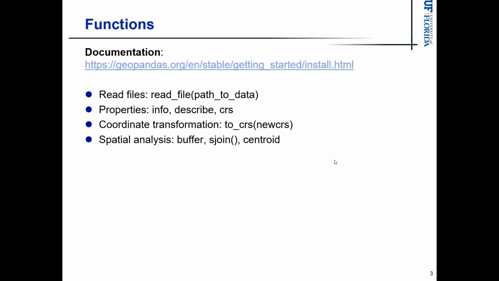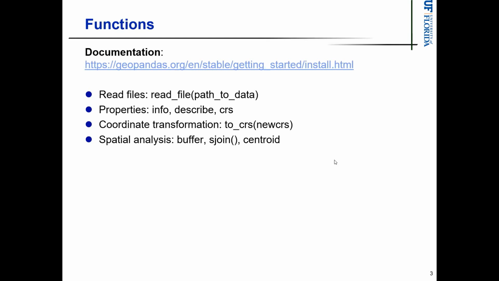Some of the main functions that will be used through the tutorial are the read_file method, which is available in the GeoPandas Python library, and this requires one to pass the path to the data. And to get information about the properties of the data, methods such as info, describe, and crs, which gives information about the coordinate reference system that the data is based on, can be used.